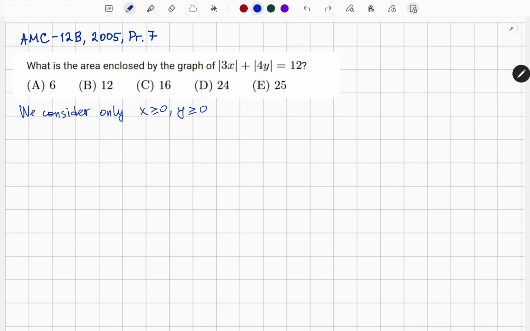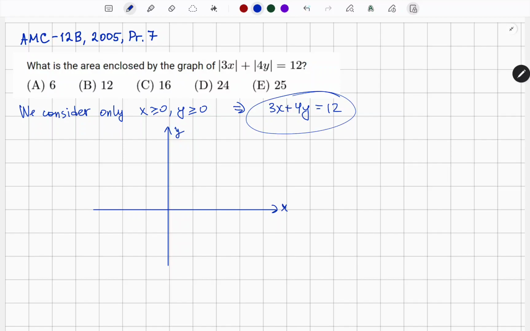That is in the first quadrant. So if x is bigger than 0 and y is bigger than 0, then we can remove the absolute value brackets. It's 3x plus 4y equals 12. So let's put it on the xy plane.